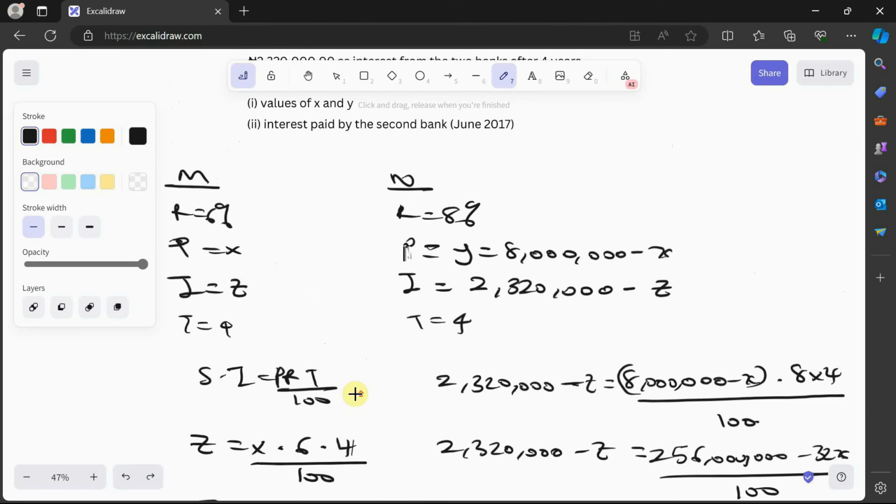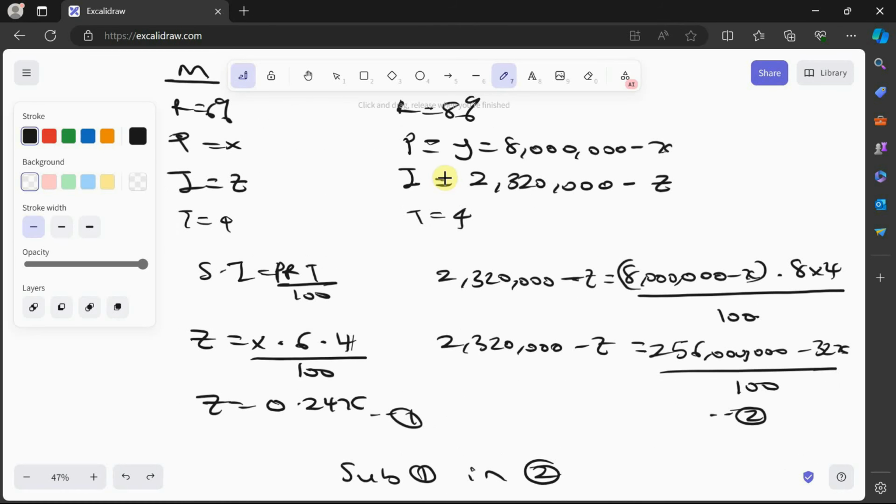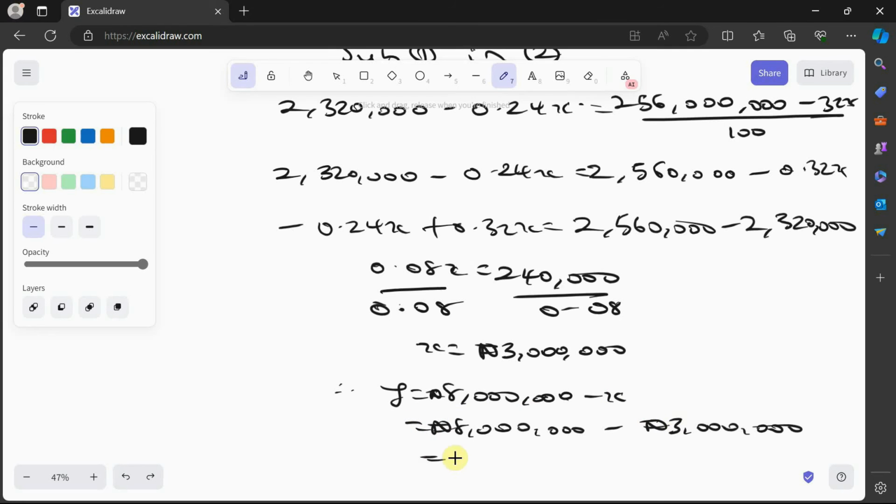So if my X is equal to 3 million, remember they said the man invested a total of 8 million. Then that means my Y, which is equal to 8 million minus X, I can substitute. So Y, which is equal to 8 million minus X, would now be equal to 8 million minus 3 million, and that will give me 5 million. So we know what our X and Y is.